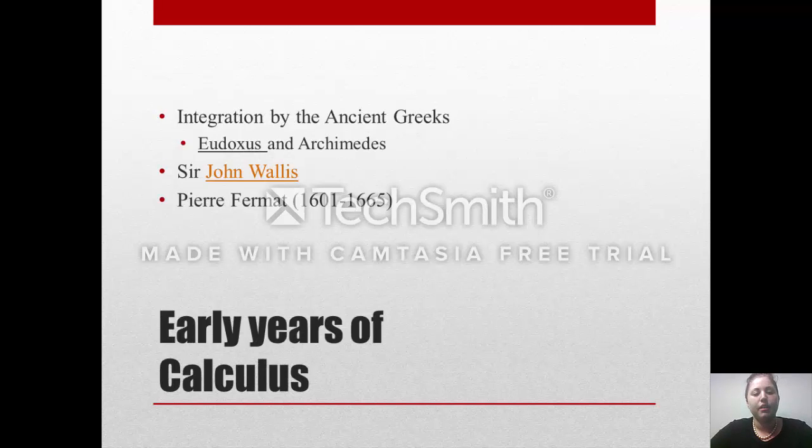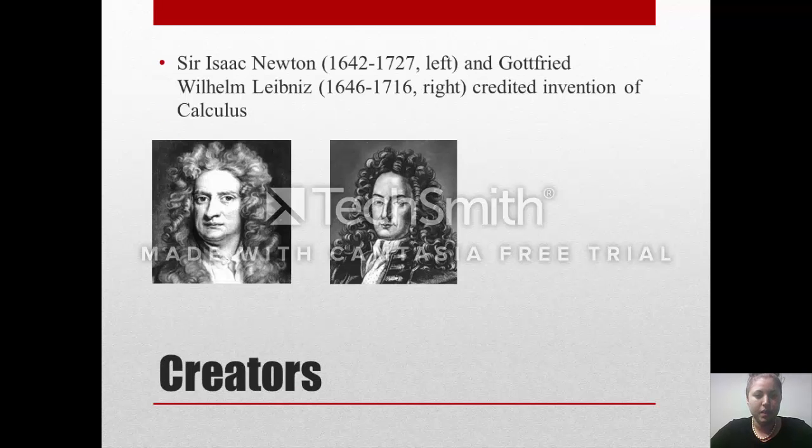If we look at the early years of calculus, integration was first thought of or invented by the ancient Greeks Eudoxus and Archimedes. Then we moved to Sir John Wallis and Pierre de Fermat, who worked through tangents and also worked closely with trying to find integration, but never put the piece together that integration is the inverse of differentiation.